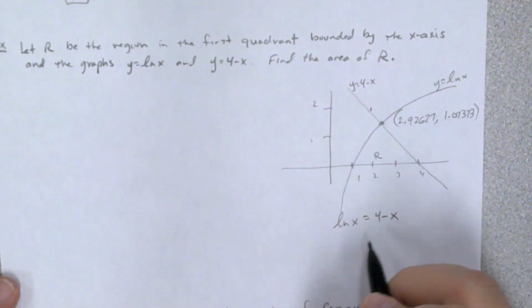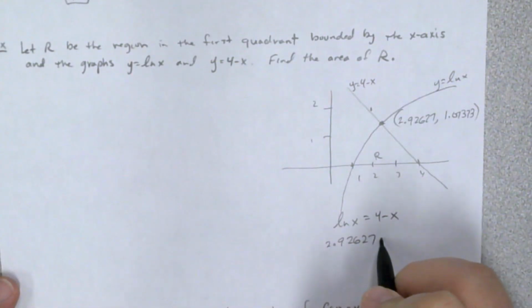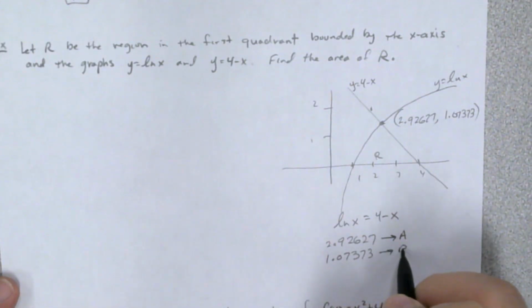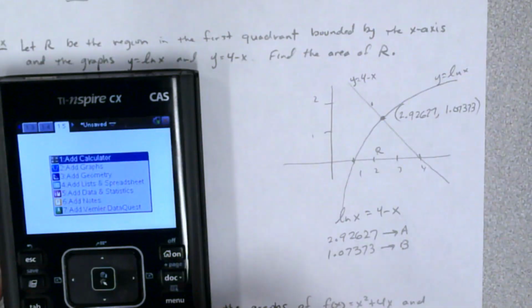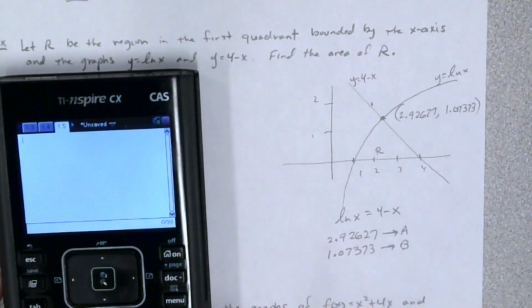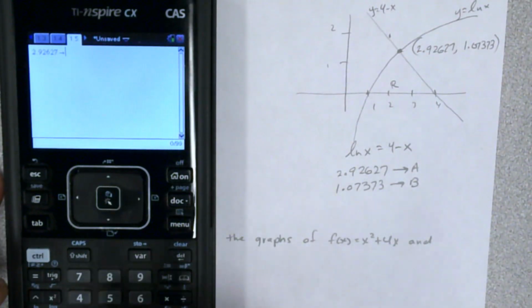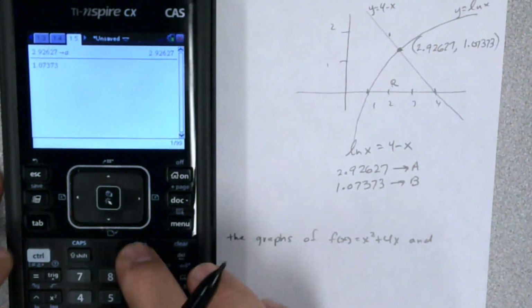We can store these values. Okay, I can say 2.92627 can get stored as A, and 1.07373 can get stored as B. And I can store those on my calculator. I'd have to go into here and do it like I did before. And just type the number, 2.92627. I'm going to store that. I'm going to press control and store that as A. And then I'm going to type in 1.07373, and I'm going to store that as B.